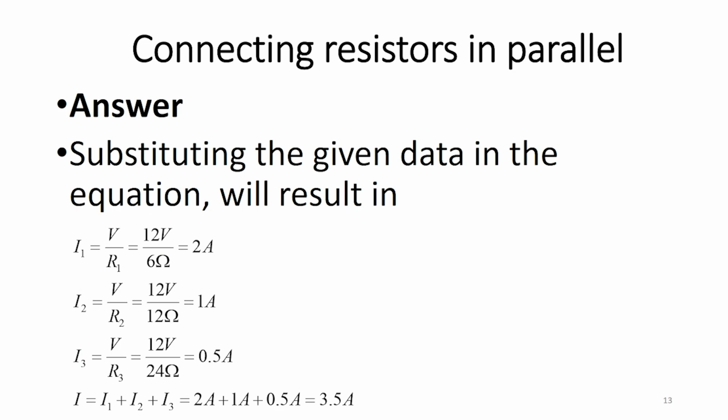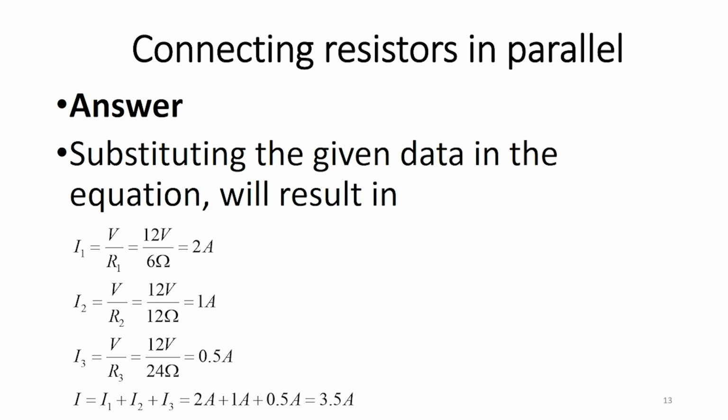Answer. Substituting the given data in the equation will result in I1 equals V over R1, which in this case is 12 volts over 6 ohms, and it gives 2 amps. I2 equals V over R2, which in this case is 12 volts over 12 ohms, and it gives 1 amp. I3 equals V over R3, which in this case is 12 volts divided by 24 ohms, and it is equal to half an amp.